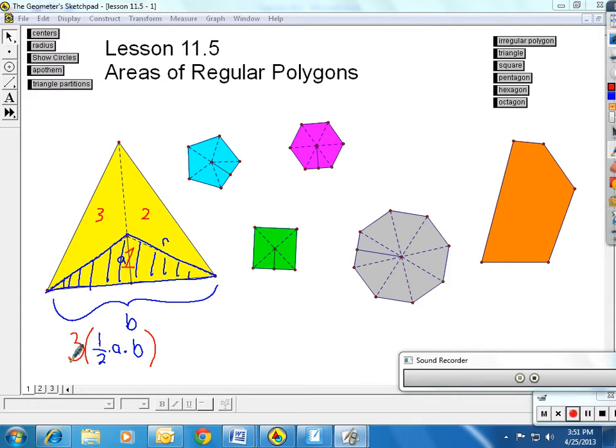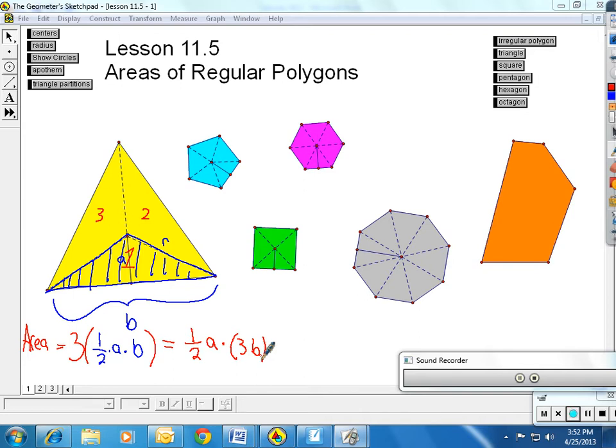So I'm going to multiply that by 3 to get my total area of this triangle. Okay? Now, if I multiply 3, I'm going to use the commutative property of multiplication and just write this differently. See if you see that this is the same thing. 1/2 times the apothem times 3 times the base. Notice what I have here.